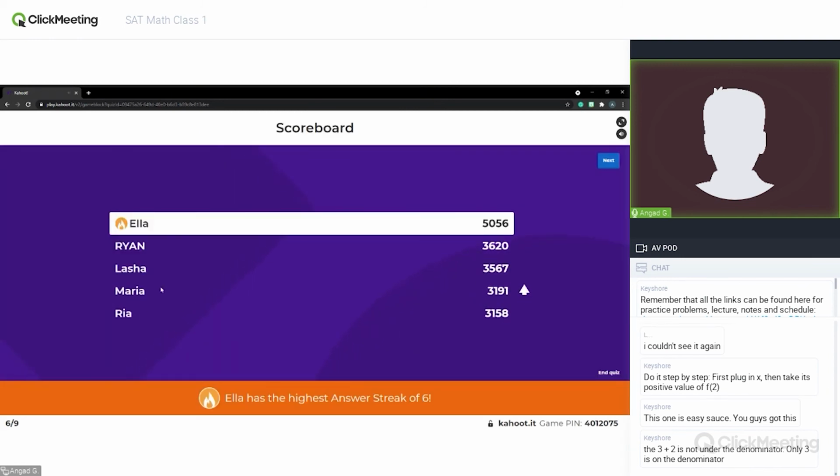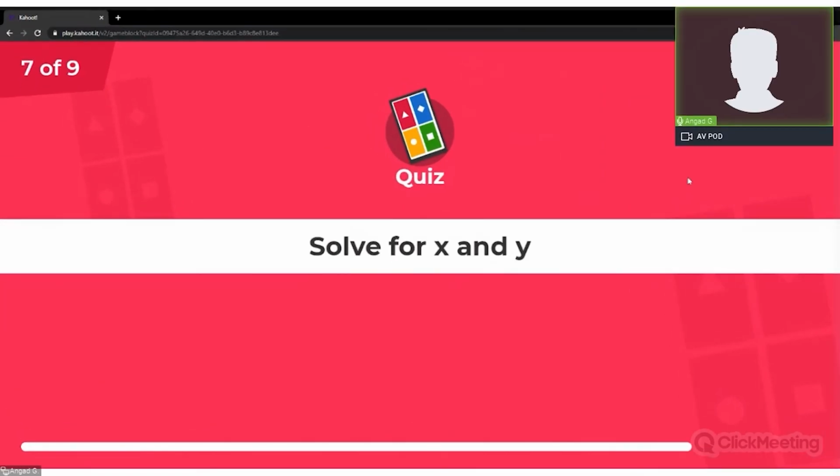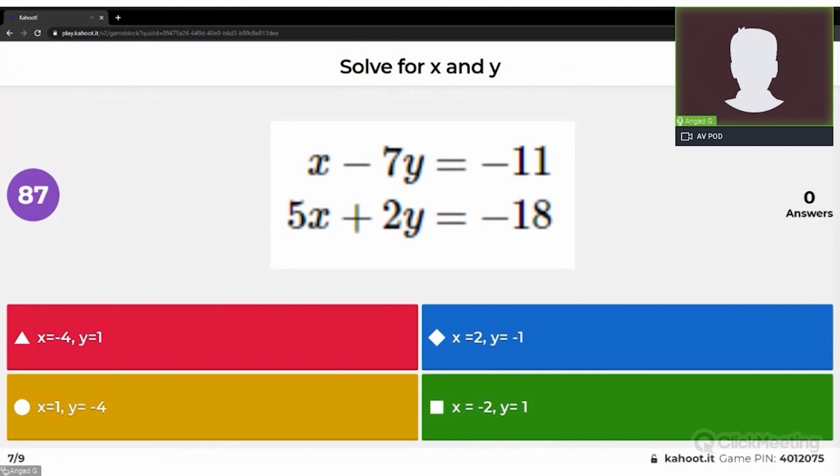Okay, Maria catching up. Ella still holding that first place position with her answer streak of 6. Got all of them right so far. All right, solve for x and y, given the system of equations.